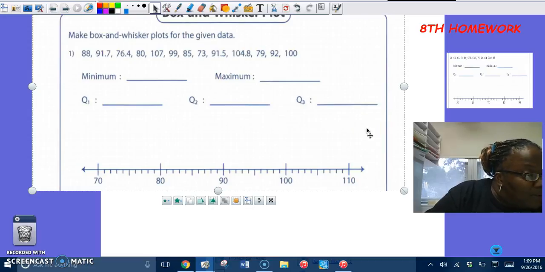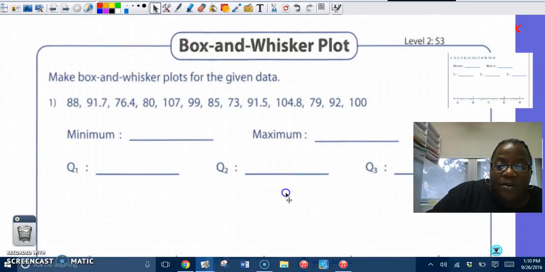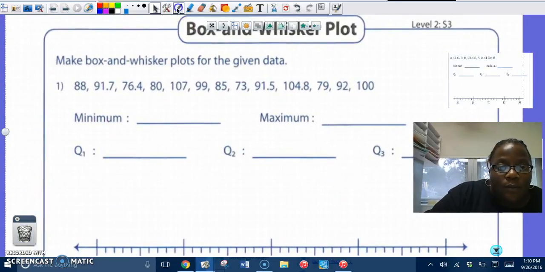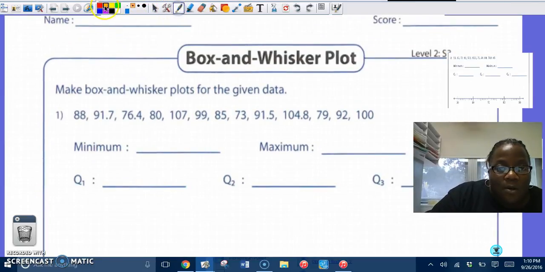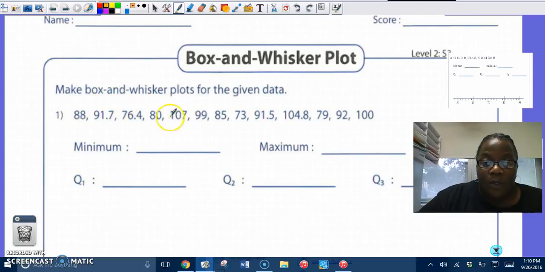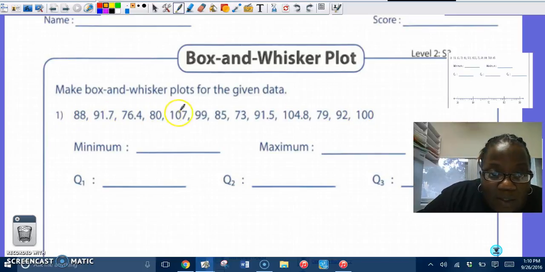Okay, so this one has some decimals in it. Remember, don't let the decimals freak you out. We're going to first place the numbers in order. All right, let's see what I got. You see 70s, 90s, anything below 70? Nope. So I'm going to be in the 70s. My lowest number looks like it's 73. So I have 73. I'm going to put that right here.